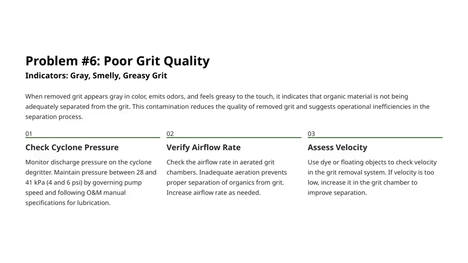Lastly, assessing the velocity within the grit removal system helps ensure everything is functioning correctly. One practical way is to use dye or floating objects to check the velocity. If it's too low, we need to increase it in the grit chamber to enhance separation efficiency. By focusing on these key points, pressure, airflow, and velocity, we can significantly improve grit quality and overall operational performance.